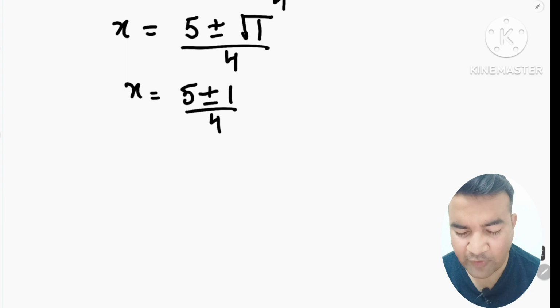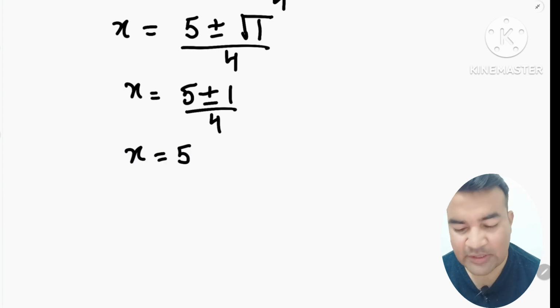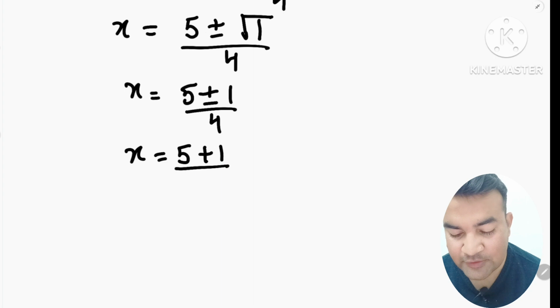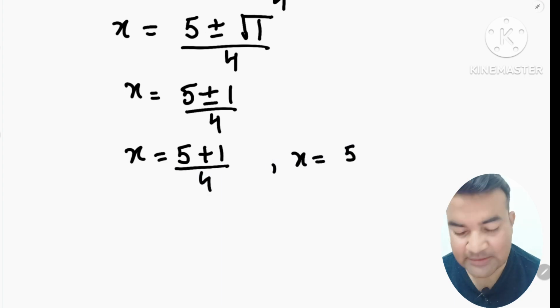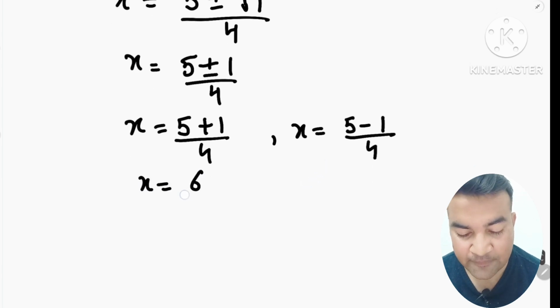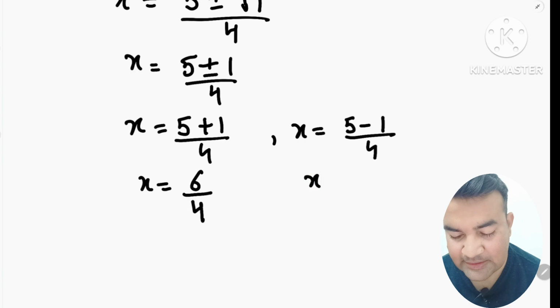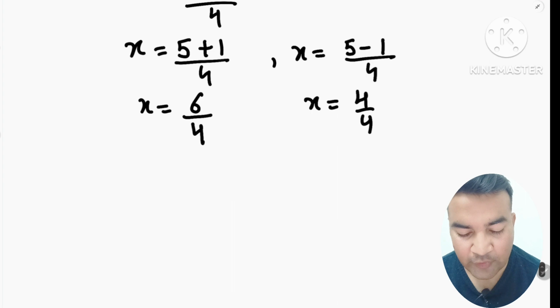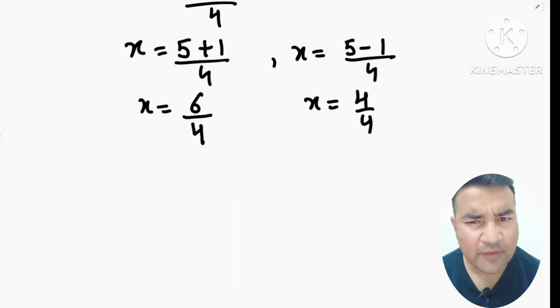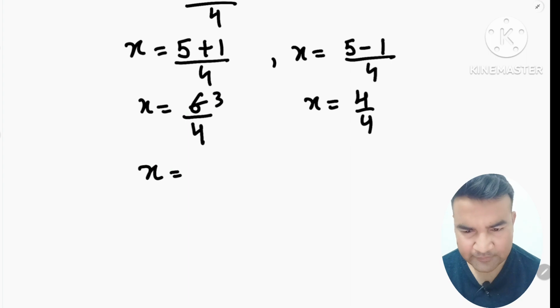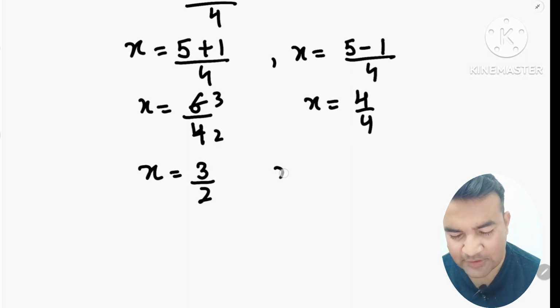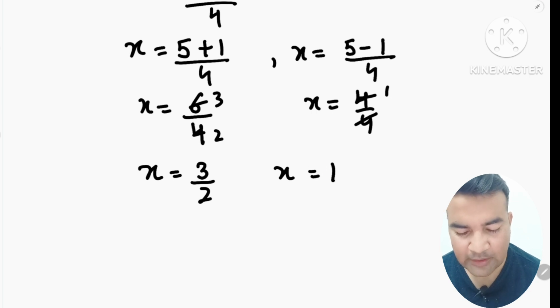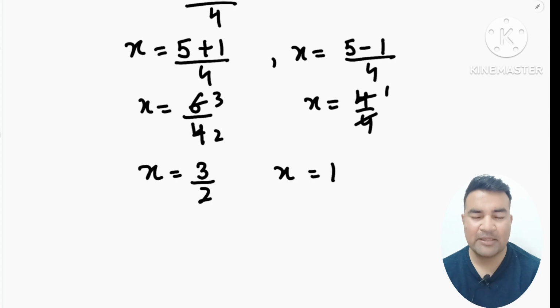As I already told you, for two values at one time we will keep plus and second time we will keep minus. Now x is equal to 6 over 4. Here x is equal to 4 over 4. Can you recall the answer of the equation that we've already solved? x is equal to, this is 3 by 2. Here this will be 1. So that means for solving a single equation we have two methods.